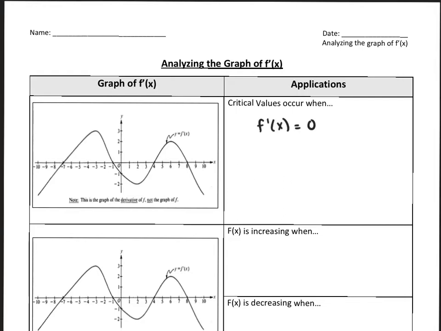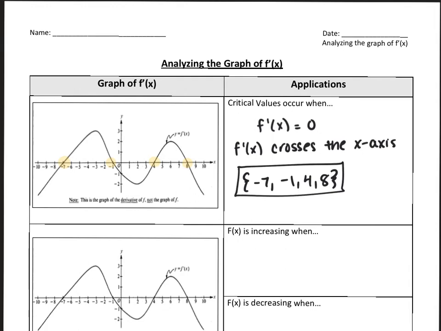Since this is my derivative graph, where is the derivative equal to zero? It's at these four spots: at -7, -1, 4, and 8. So if you were to answer the question, the critical values occur when the graph crosses the x-axis. If you wanted to write that down, you would say it's when f prime of x crosses the x-axis, and in this case, those values are -7, -1, 4, and 8.